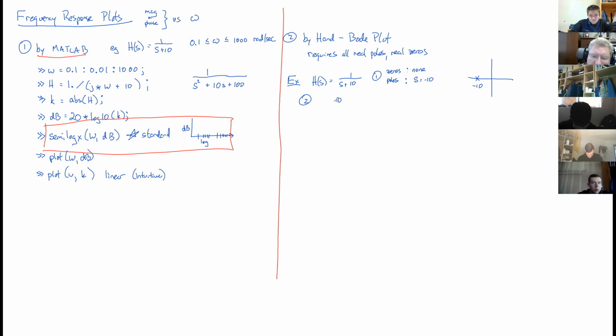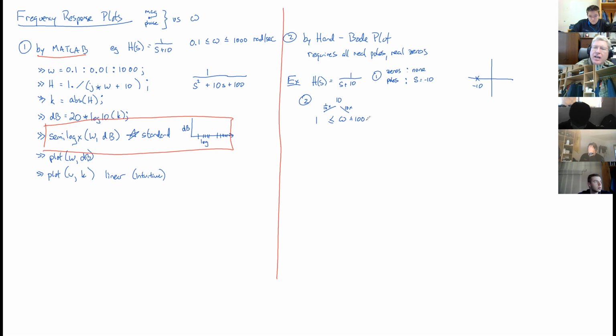And start by plotting from 1/10 of that. So just omega, from 1/10 of that all the way up to 10 times that. And that will give you a good picture of what the Bode plot looks like.